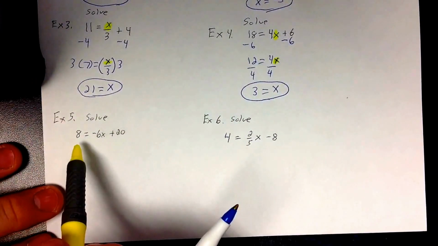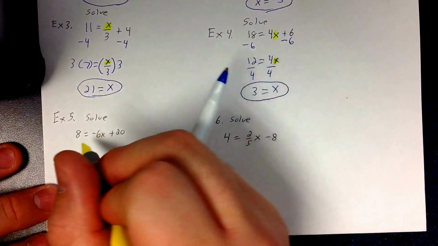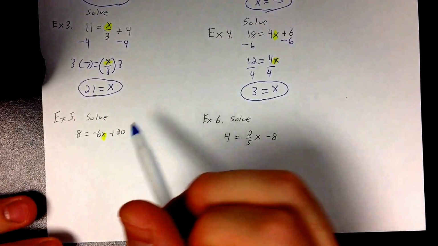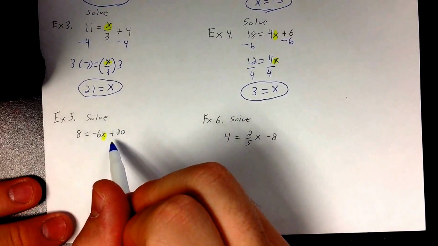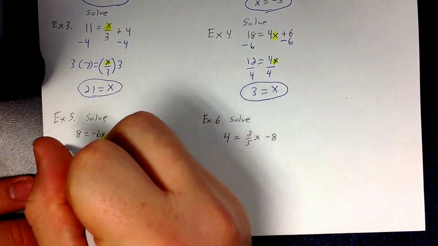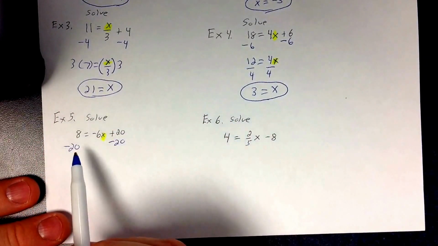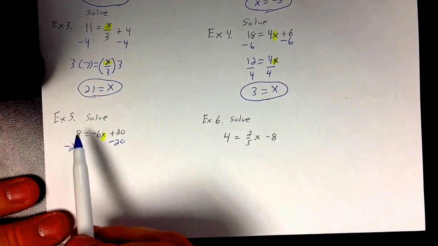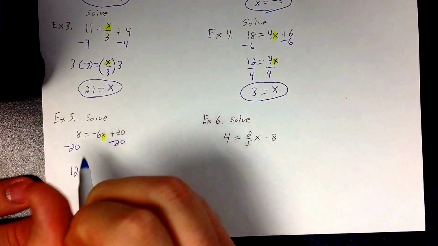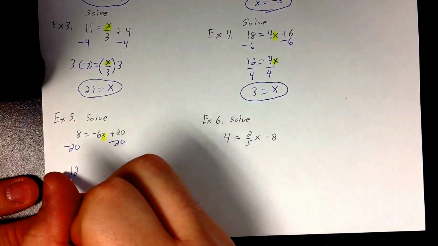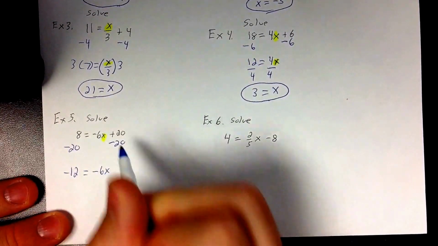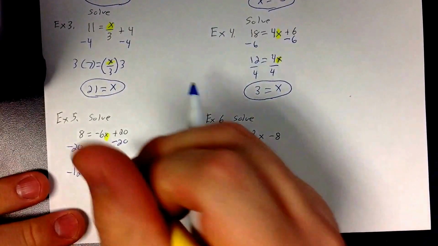Example 5. 8 equals negative 6x plus 20. Again, it's an equation. The variable's on the right-hand side. So again, on the right-hand side, I like to get rid of the addition or subtraction, which again, in this case, is addition. So I subtract 20 from both sides. Now again, if I follow my rules of combining integers here, the signs are different, so I subtract. 20 minus 8 is 12. The 20 is bigger, so it's a negative 12, equals, bring down the negative 6x. 20 minus 20 goes away.